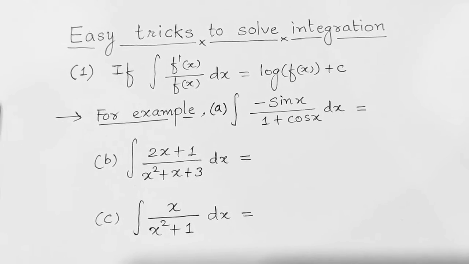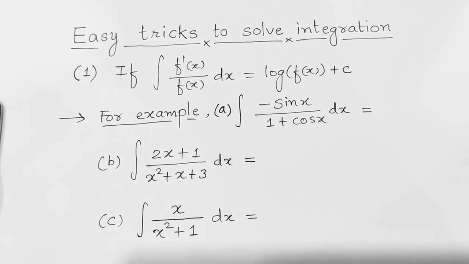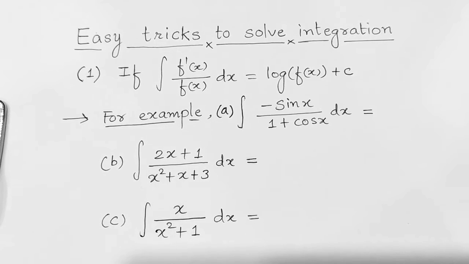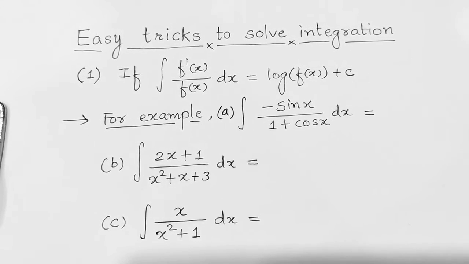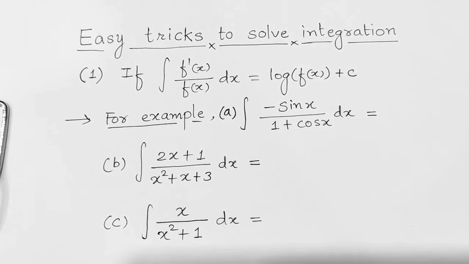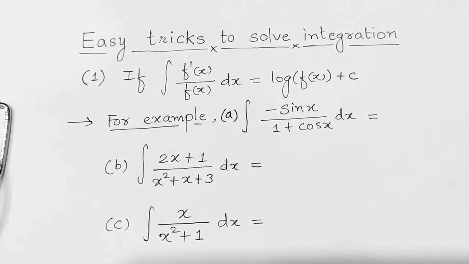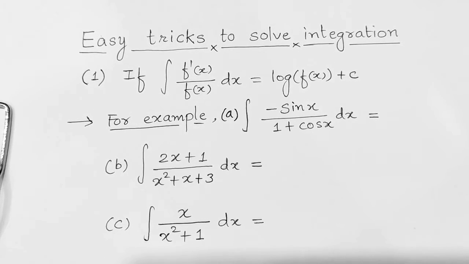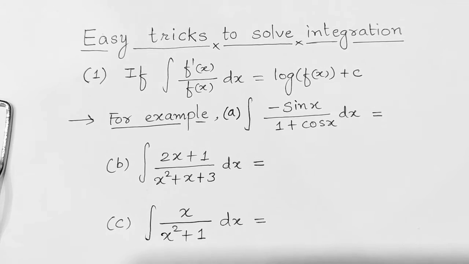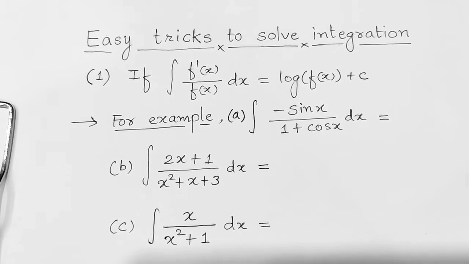The first one is, if you find the integration of f dash x upon f x. What does this mean? Suppose you have the given function in the denominator and its derivative in the numerator, that is f dash x upon f x. Then you can directly write down its integration as log f of x. Whatever may be the value in the denominator, its log is the answer, that is log f of x plus c.